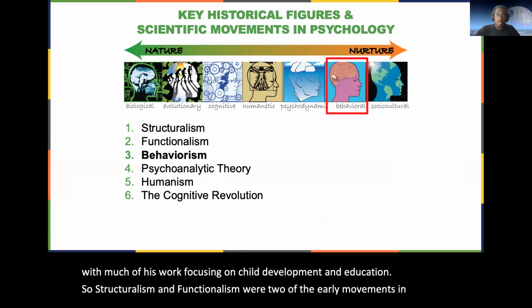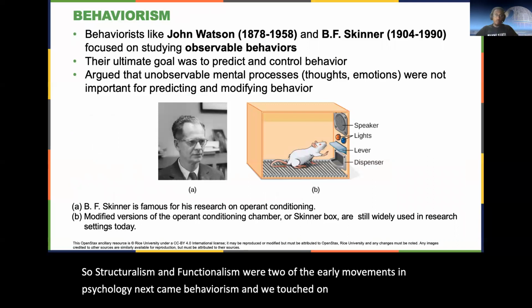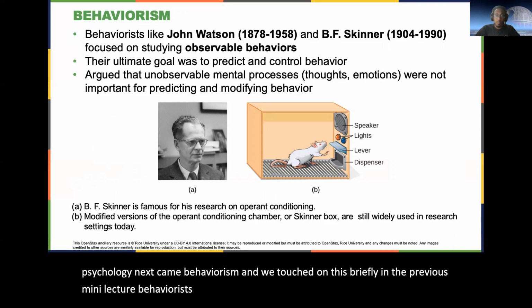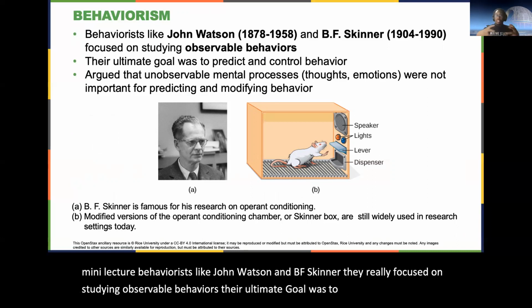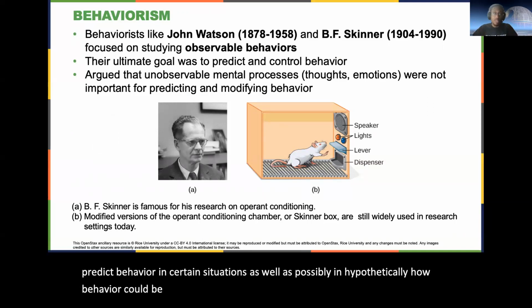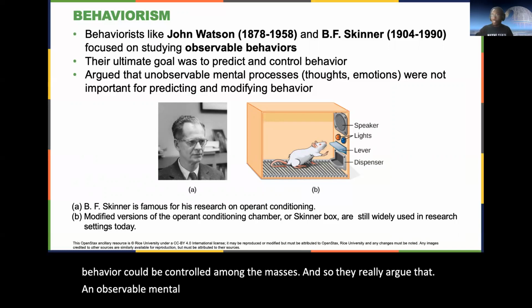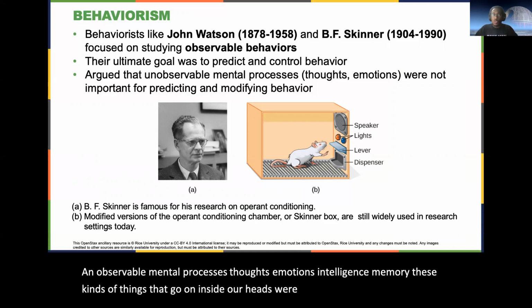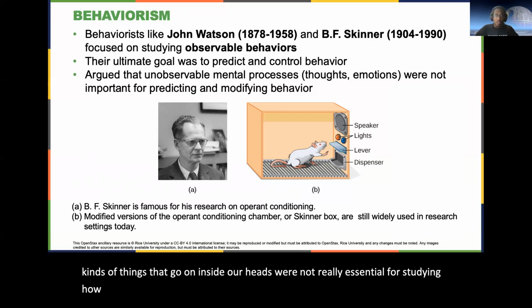Next came behaviorism, and we touched on this briefly in the previous mini lecture. Behaviorists like John Watson and B.F. Skinner really focused on studying observable behaviors. Their ultimate goal was to see how they could predict behavior in certain situations, as well as possibly and hypothetically how behavior could be controlled among the masses. And so they really argued that unobservable mental processes, thoughts, emotions, intelligence, memory, these kinds of things that go on inside our heads were not really essential for studying how to predict and modify behavior.